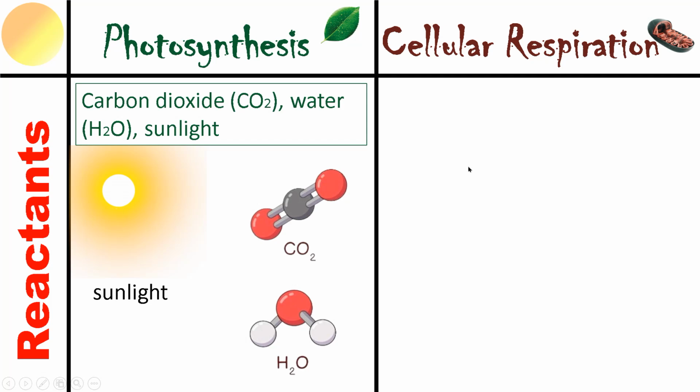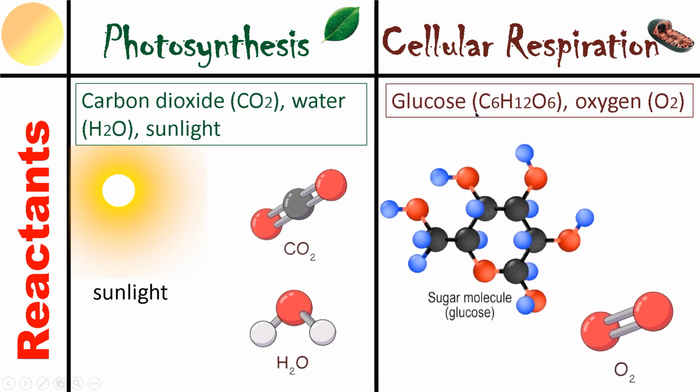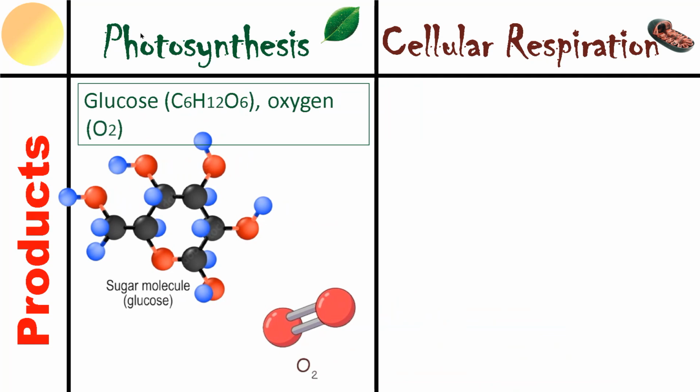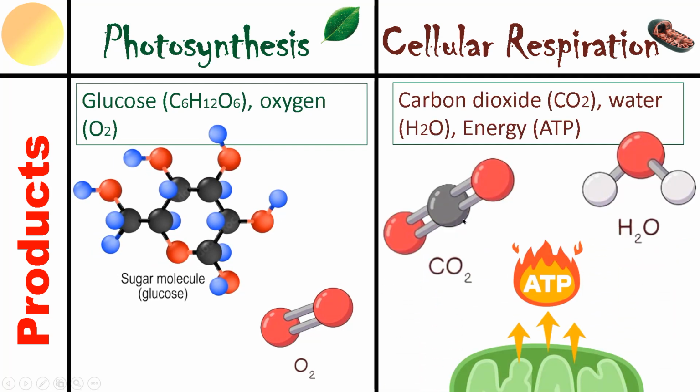Whereas reactants involved during cellular respiration are glucose, which is an organic molecule, and oxygen gas. Products of photosynthesis include glucose and oxygen gas. And products of cellular respiration are carbon dioxide gas, water, and energy.